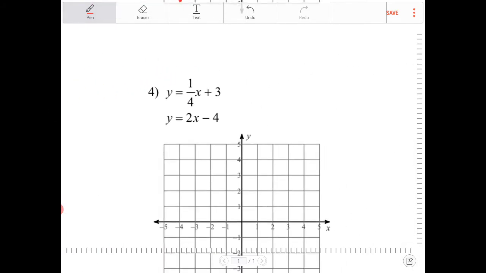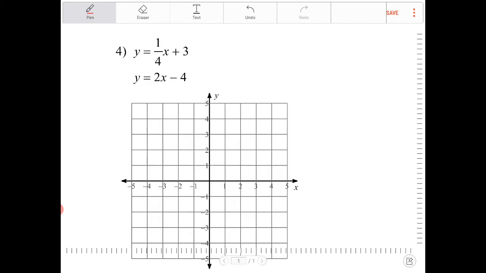All right, moving on. Question number 4. I start at 3, and I have a slope of 1/4, which means I'm going to go up 1 and over 4. And I'm going to go in the same manner in the reverse direction. So it's going to look something like this.